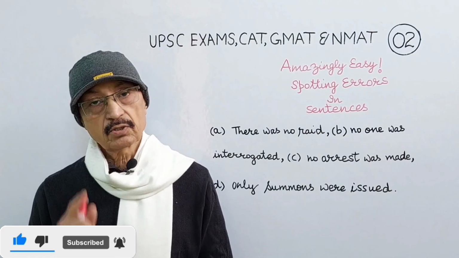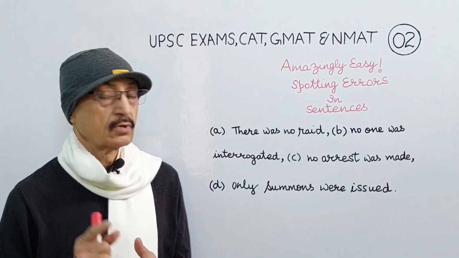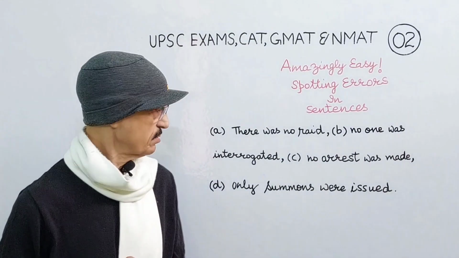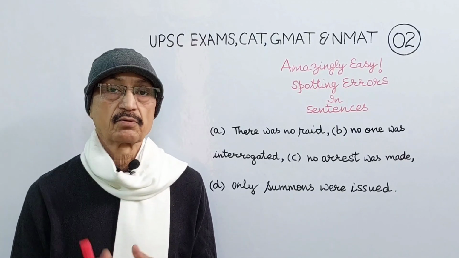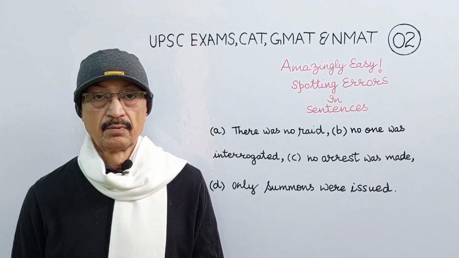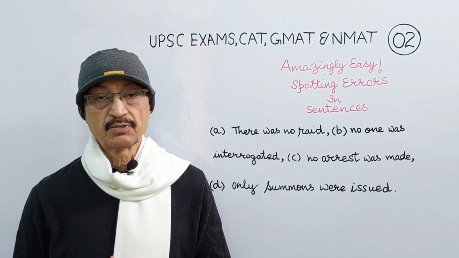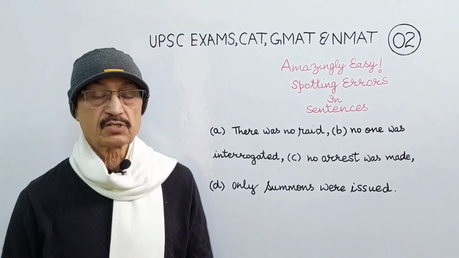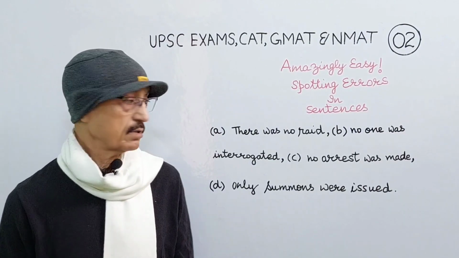Let us go through a sentence. There was no raid, no one was interrogated, no arrest was made, only summons were issued. Let us try to spot an error in this sentence. You will have to check each part of the given sentence. Let us take part A. There was no raid. Correct. There is nothing wrong in A part.